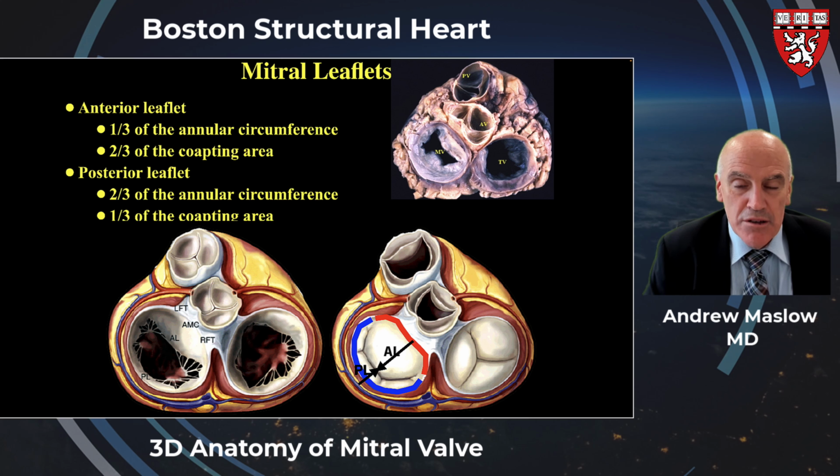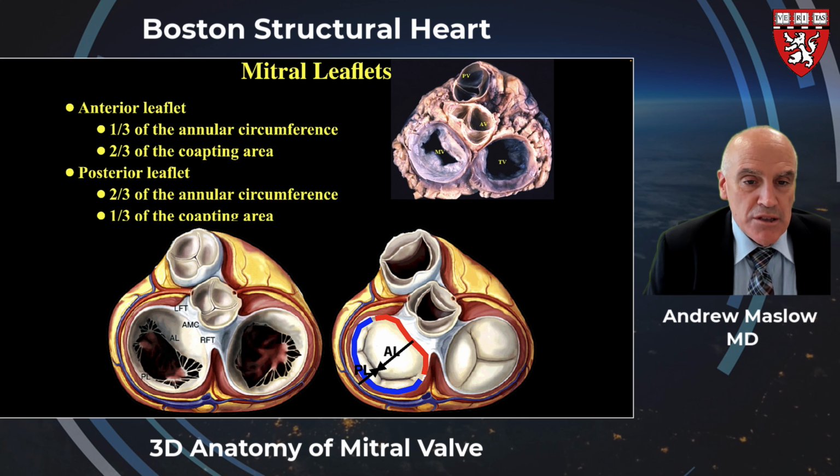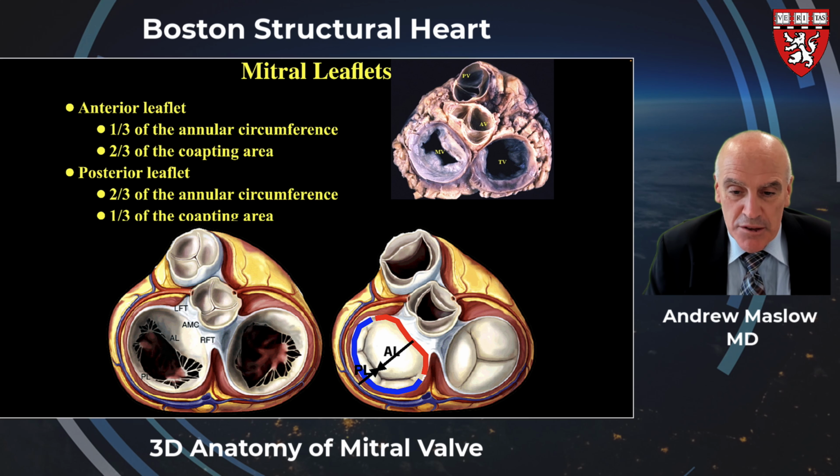Mitral leaflets: normally there are two. The anterior leaflet covers 1/3 of the annular circumference, but 2/3 of the coapting area, and the posterior leaflet covers 2/3 of the annular circumference and only 1/3 of the coapting area. As you can see in the schematics there, the anterior leaflet is significantly more important for the coapting surface.